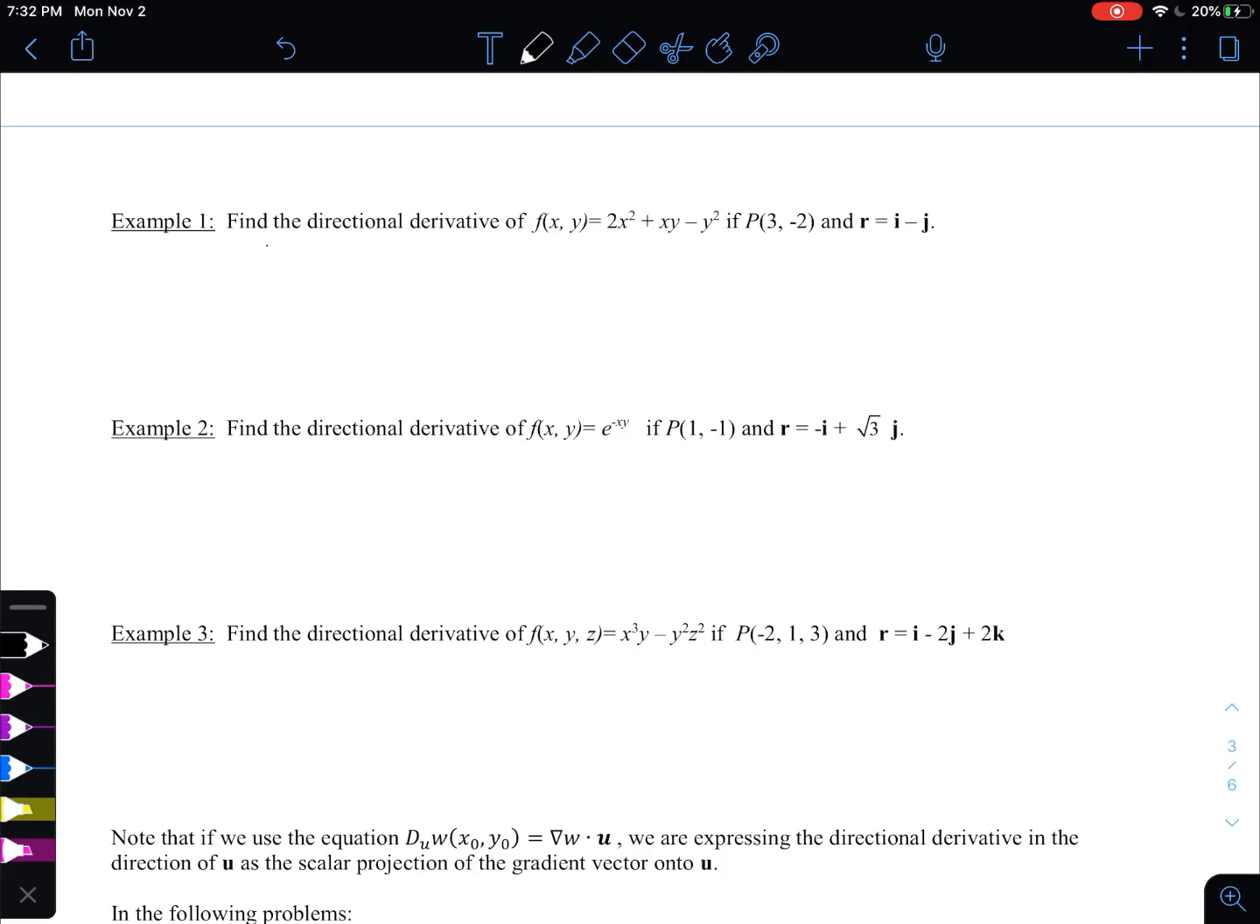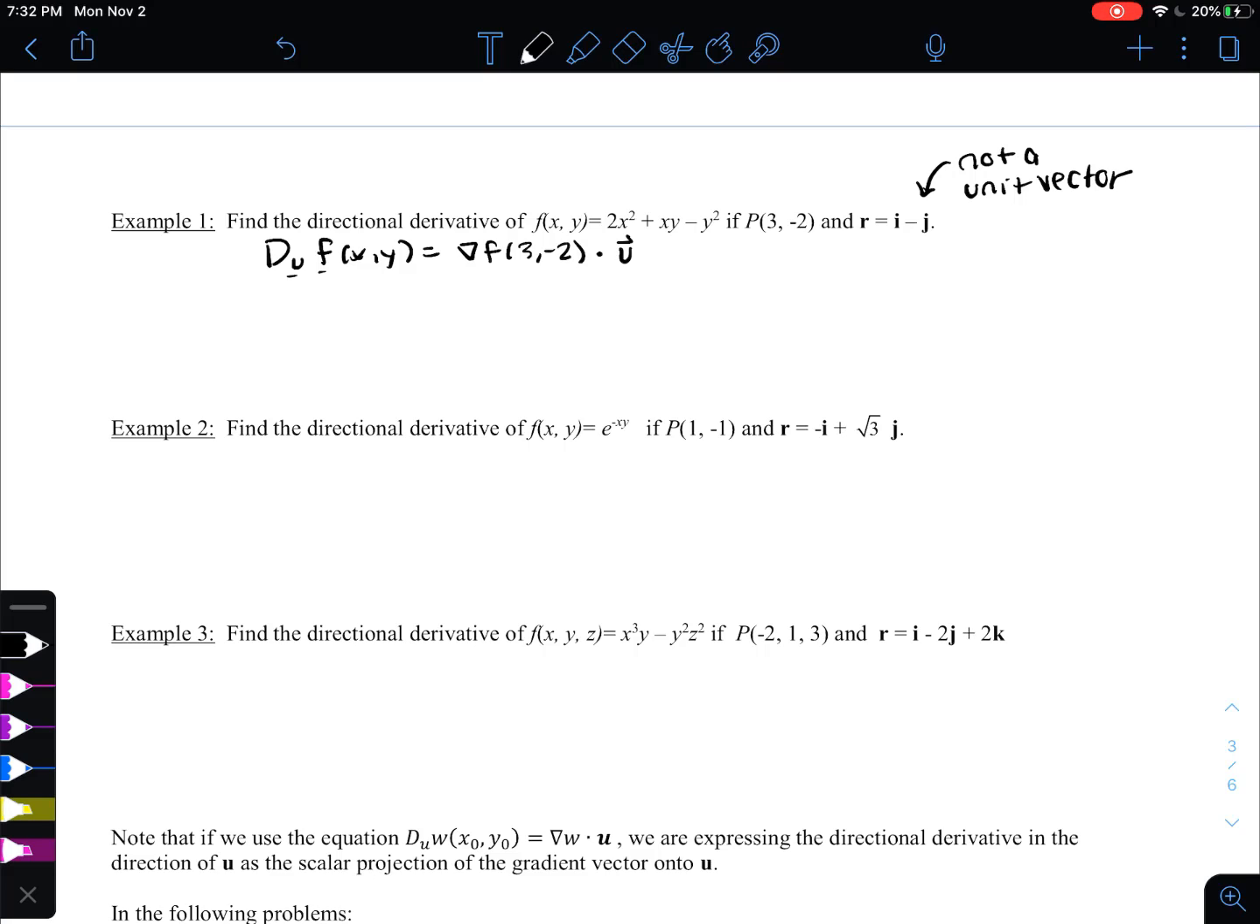Okay, reminder, your directional derivative in the direction of u of the function f of x and y is going to be equal to the gradient vector of f at the point (3, -2) dotted with the unit vector. Now, we have to double check. Do we even have a unit vector right now? No, we do not. Okay, not a unit vector.